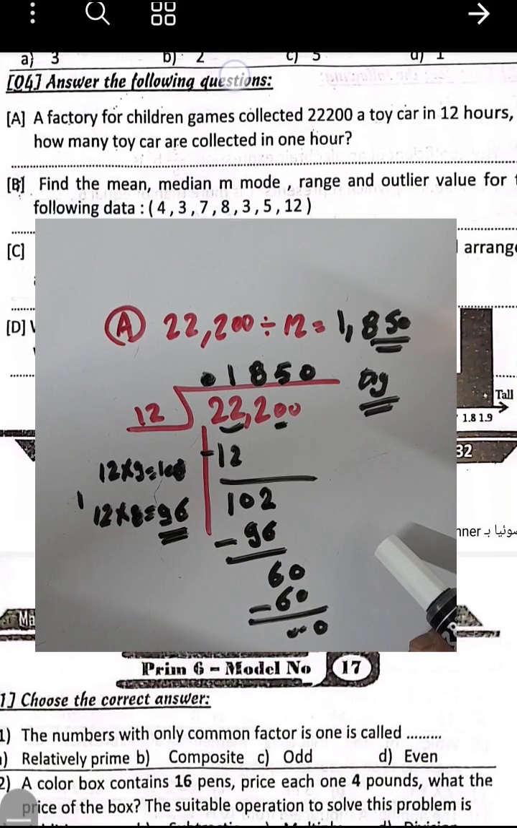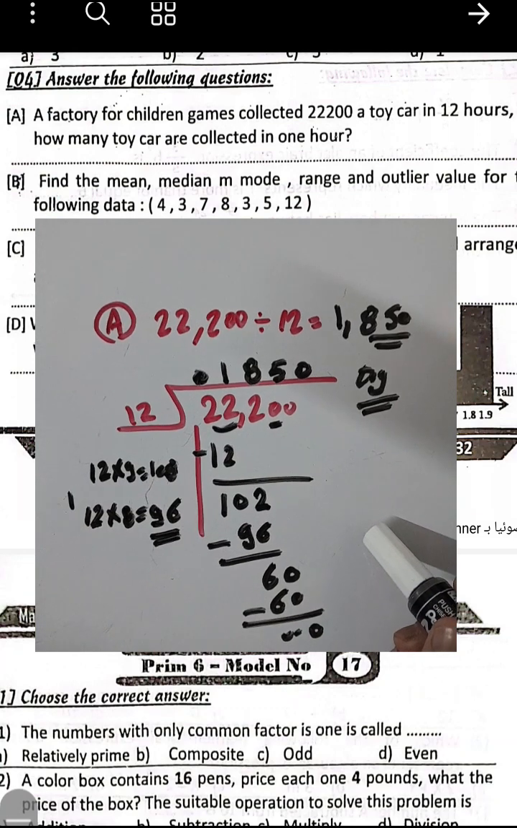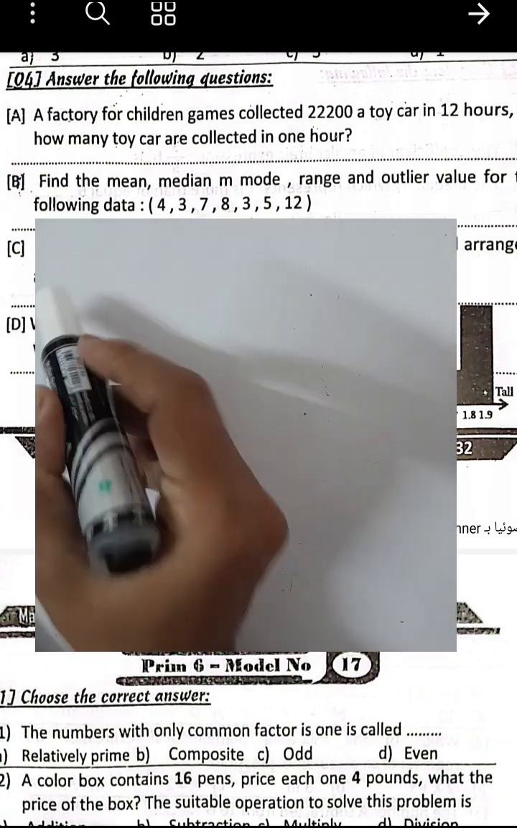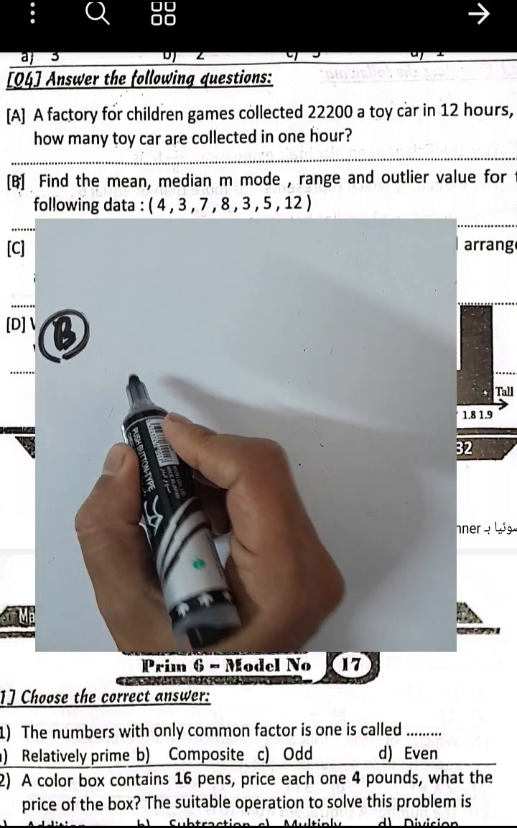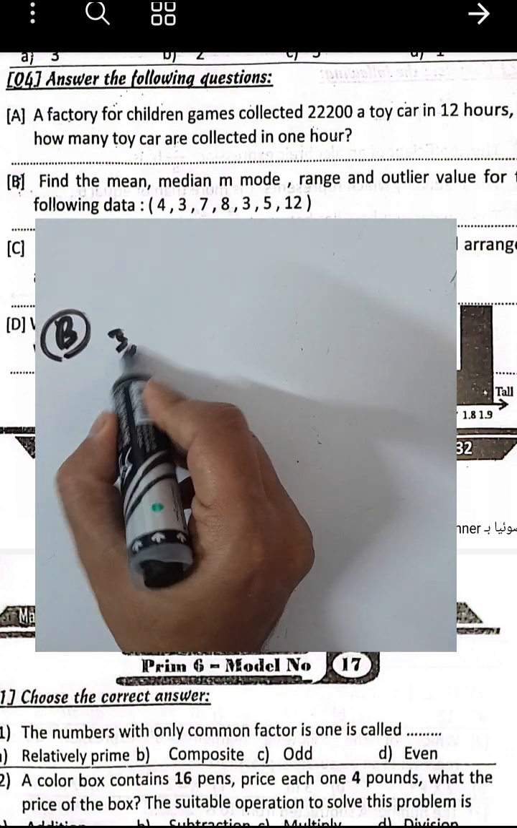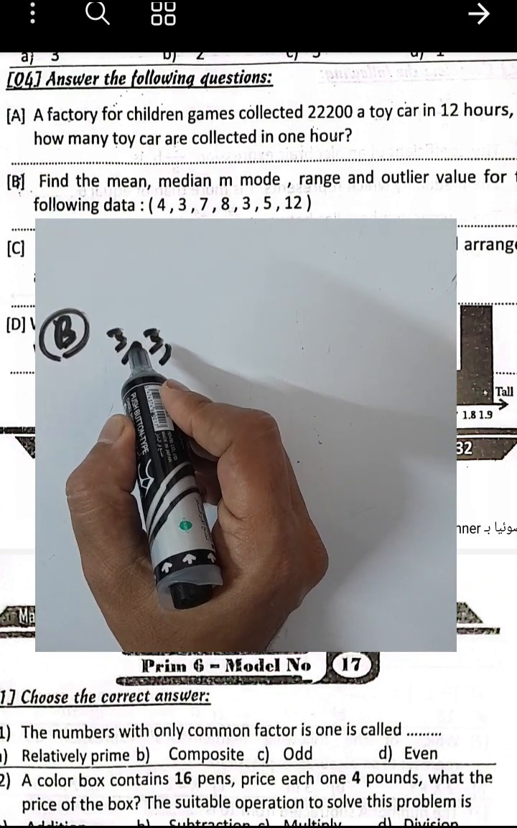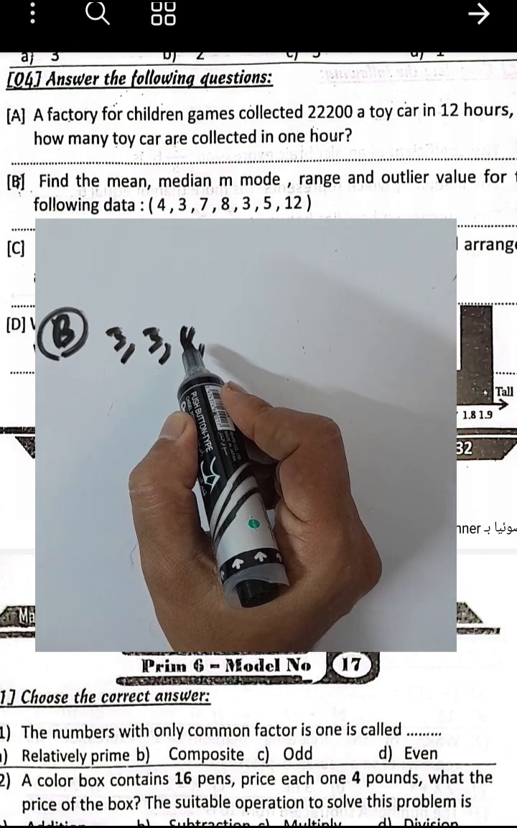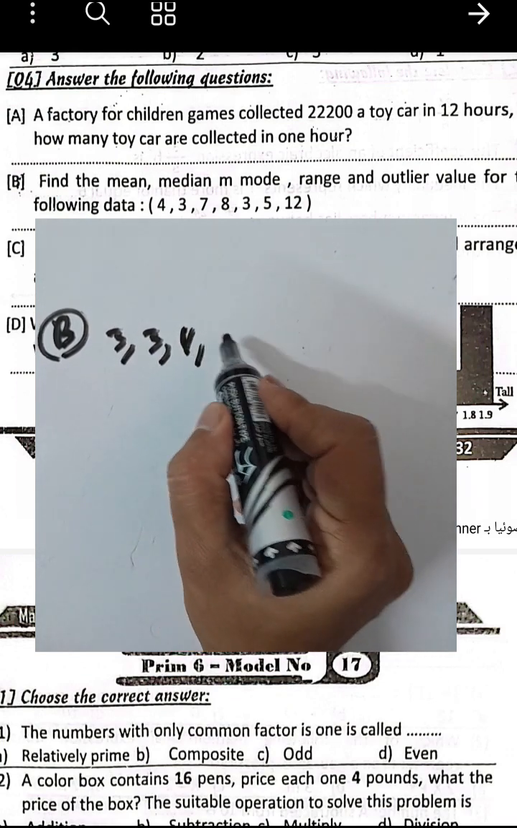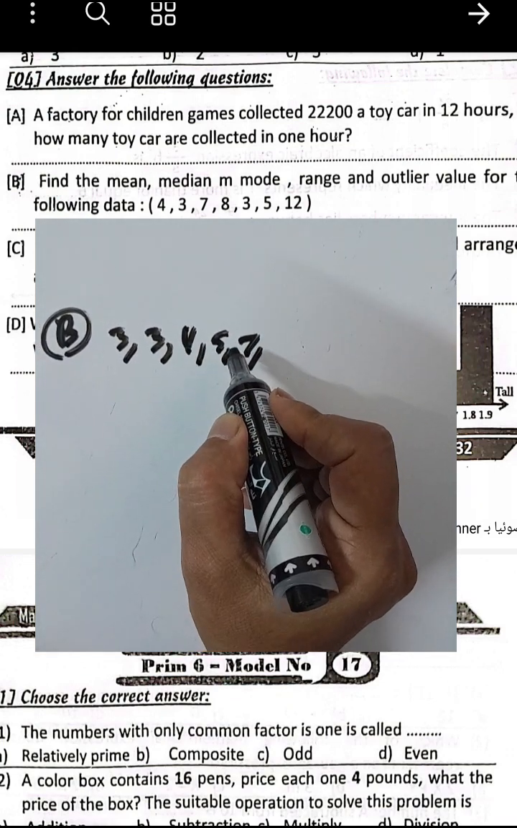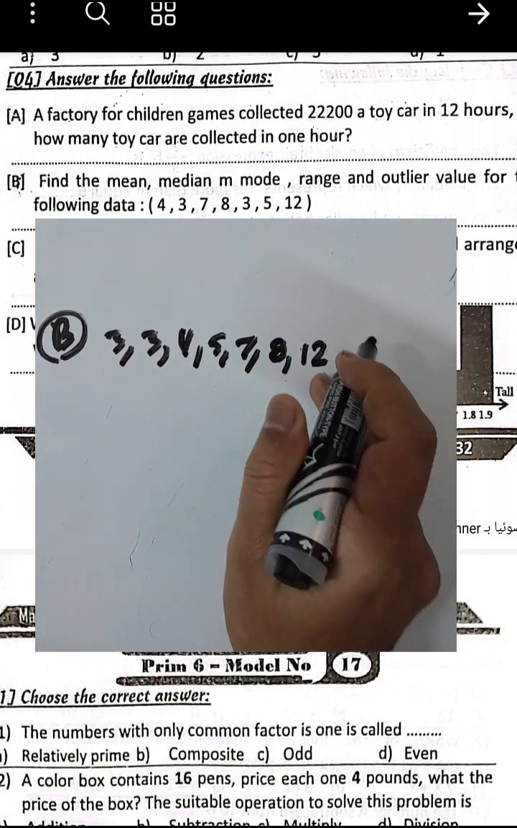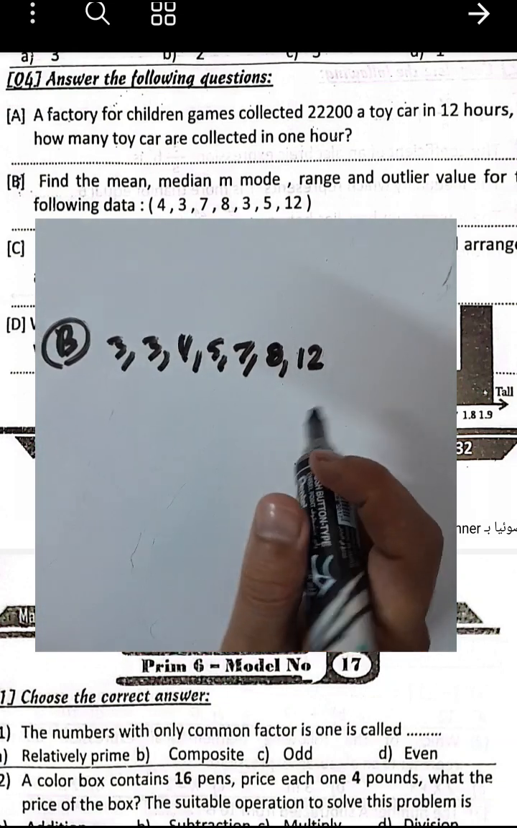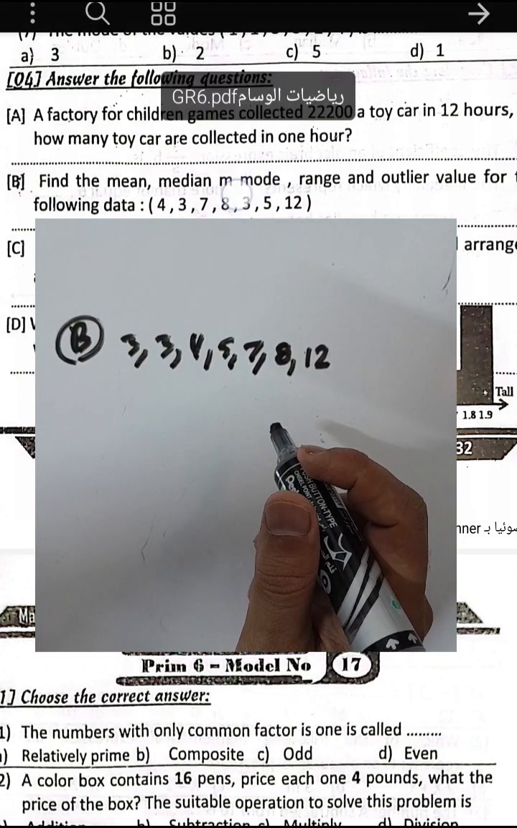Question number 8. Find the mean and the median and the mode and the range and total value of all the following data. Okay, question letter B. First step, I will arrange all the values ascending: 3, 3, 4, 5, 7, 8, and 12. 1, 2, 3, 4, 5, 6, 7.